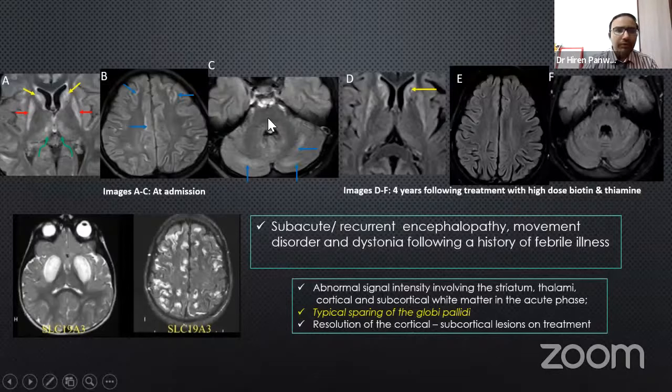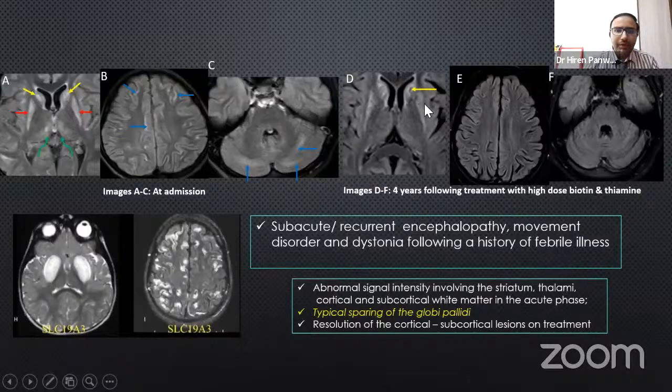This can show reduced diffusivity in the acute phase, which can resolve over time after treatment if we give biotin at the appropriate time. You can see that this is the acute phase, where the lesions can be angry and swollen and can have this kind of peripheral hyperintensity. There is typical sparing of the globus pallidus, as you can notice here. And that is the follow-up scan.